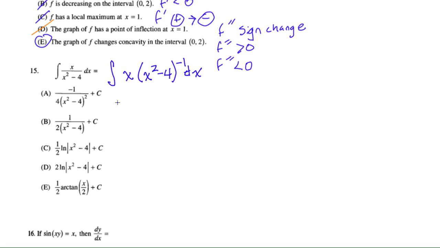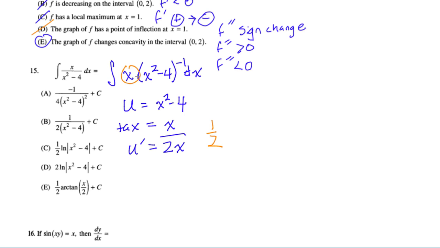All right, so if I'm trying to go backwards, obviously this looks complicated, which means I'm using taxman. So u is going to be what? Take the most complex inner: x squared minus 4. Good. Taxman is x, and u prime is 2x. Okay, good. Those x's canceled out. We're paying the taxman with 1/2, so this x now gets swapped out for a 1/2. So we now have 1/2 times (x squared minus 4) to the power of negative 1 dx.